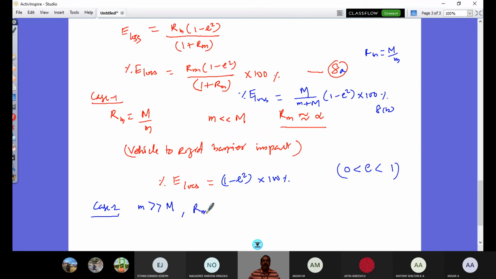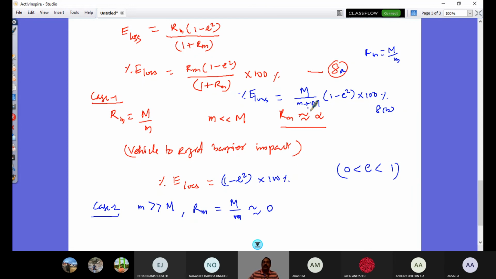Then what is this Rm value going to be? Rm value is capital M by small m. So capital M by small m is down in the denominator. This becomes huge and huge at one point of time. That fraction can be almost equal to 0 at one point. So when it is 0, what would happen?